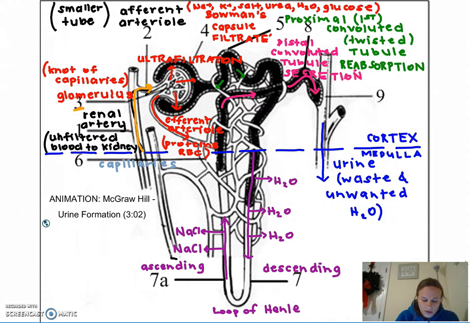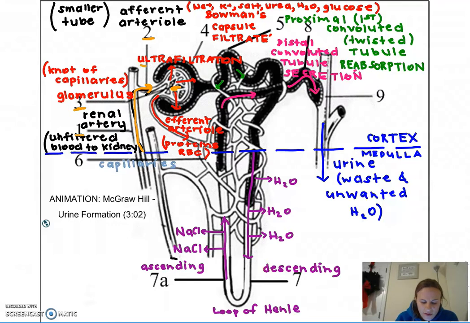From the renal artery, our blood is going to travel to structure 2, which is the afferent arteriole. It's just a smaller tube, meaning it's smaller than the renal artery. From there, our blood will travel to structure 3. Structure 3 is the glomerulus. The glomerulus is a knot of capillaries, a bed of capillaries, a bundle of capillaries.